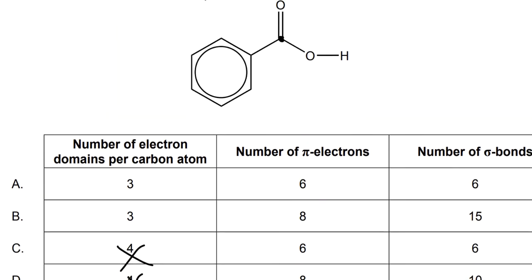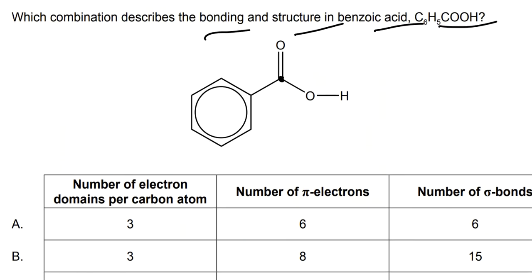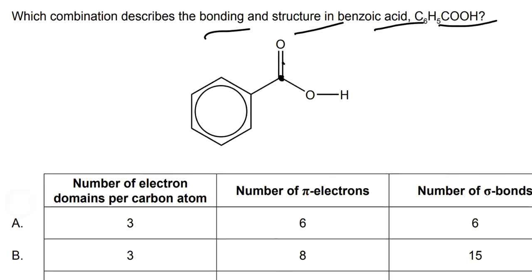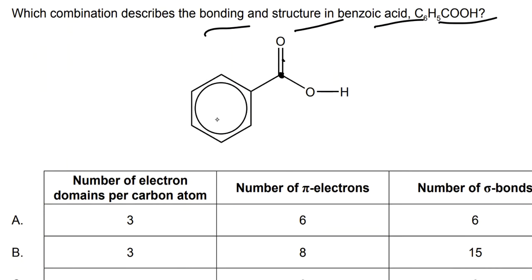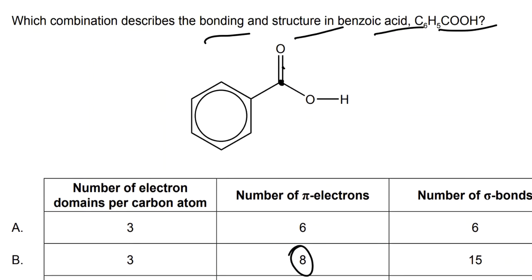Let's look at the number of pi electrons. We can check the double bonds. This is 1 pi bond. And remember, benzene is a resonance structure that has pretty much 3 double bonds that are alternating. So we have 1, 2, 3, 4 pi bonds, and because each pi bond contains 2 electrons, we have 8 total pi electrons. So even without looking at the number of sigma bonds, we can already tell that B is going to be the correct answer.